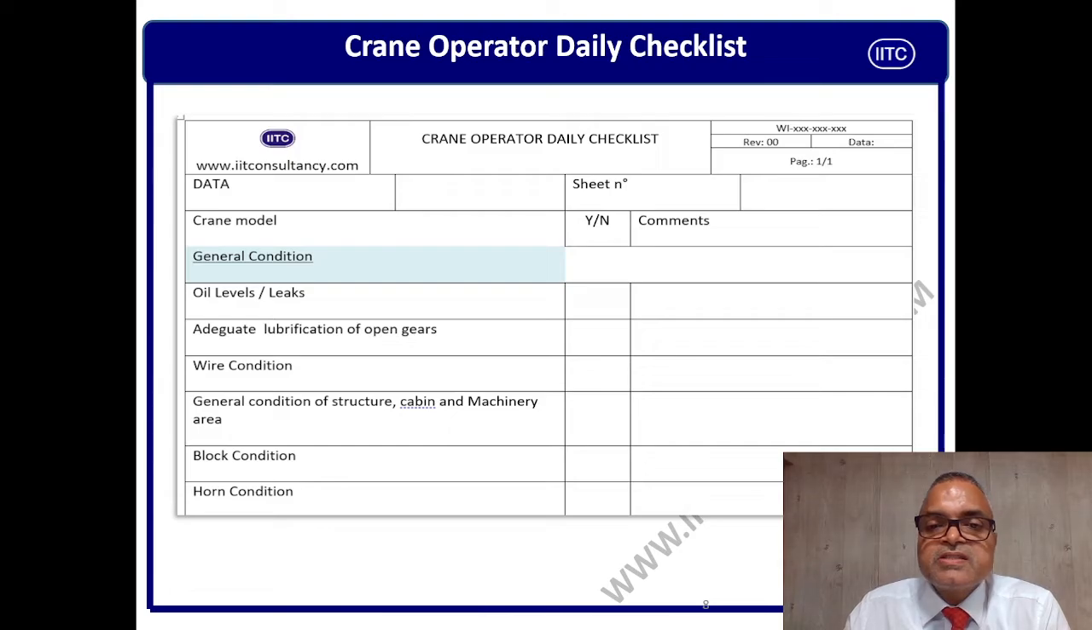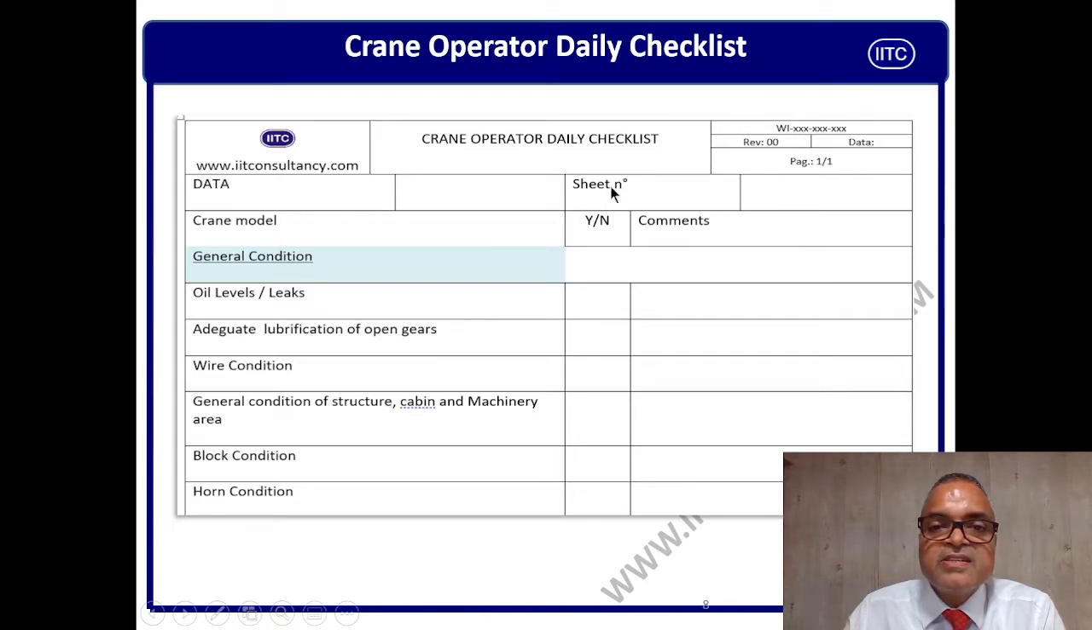So guys, this checklist I have provided in the slide, and I am going to provide this checklist in the description box of our channel. Feel free to download it if you wish and if you require. This is the IIT consultancy logo. You can put your logo here, and this is the crane operator daily checklist subject, and this is the revision number of this checklist. So you can also put your revision number so that if there is some change, you can revise the number from revision 0 to 1, 2, 3, 4, 5 as you need.